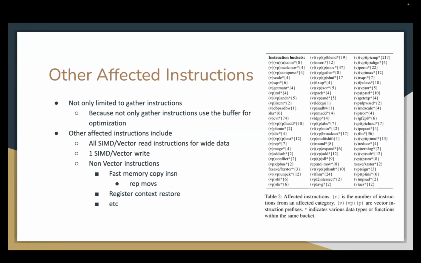Interestingly, what they also noticed is that although that optimization is within the vector register file, it also extends to other affected instructions. This includes other SIMD vector read instructions and vector write instructions. And interestingly, non-vector instructions are also vulnerable because they also use this optimization. So you have fast memory copy instructions, like repeated moves, which repeatedly read data from a specific location. These kinds of instructions also use that temporary data buffer as an optimization, so these are also affected instructions.